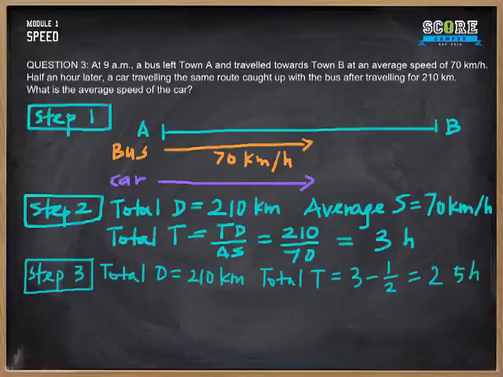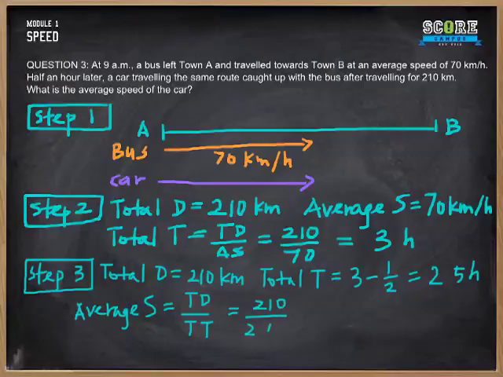Okay, now calculate the average speed again. Average speed equals total distance, which is 210 kilometers, total D over total T. Let's write down the formulas first, which is equal to 210 kilometers divided by 2.5 hours, which is equal to 84 kilometers per hour. That is the average speed of the car, and that is your final answer. Move on.